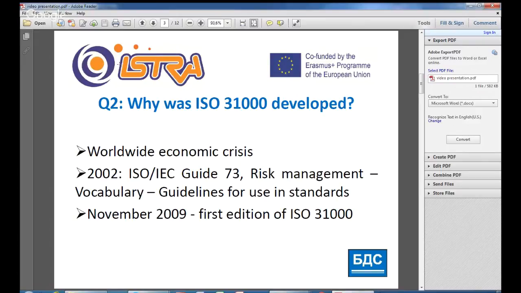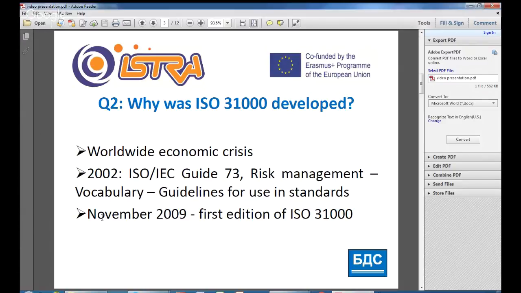It all started when the Australia and New Zealand standards body developed a national standard on risk management, which was published in November 1995, revised in 1999, and then again in 2004. Standards organizations in Canada and Japan followed with their own versions, respectively, in 1997 and 2001.